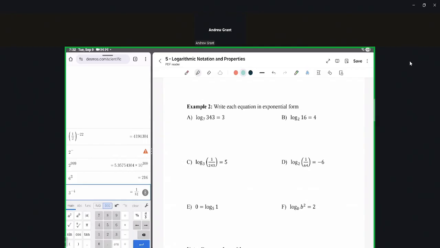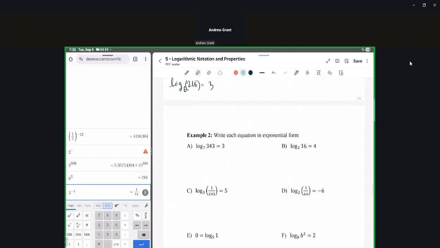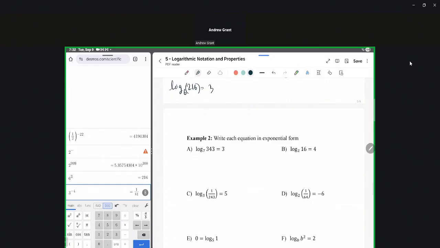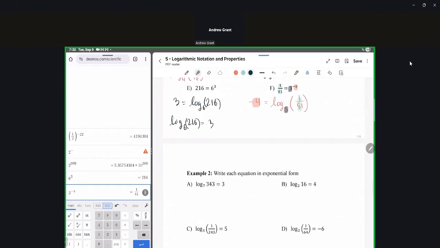So let's have a look here. We'll use this example from here just as a guide to help us. If we have log base 7 of 343 is equal to 3, it should make sense then that 7 to the power of 3 is equal to 343. Exactly like what we had from before.